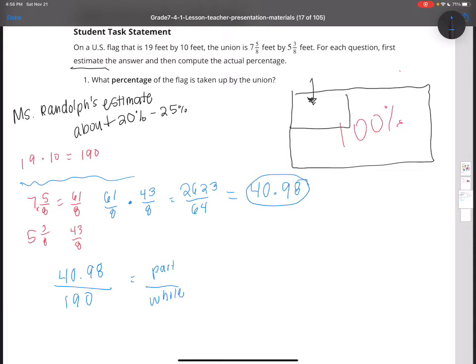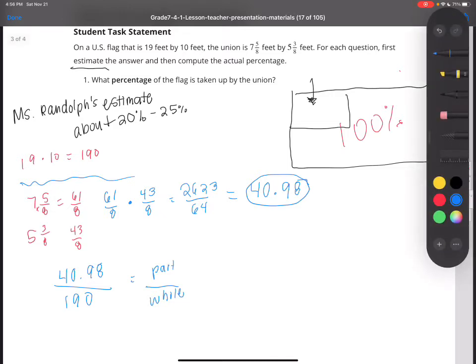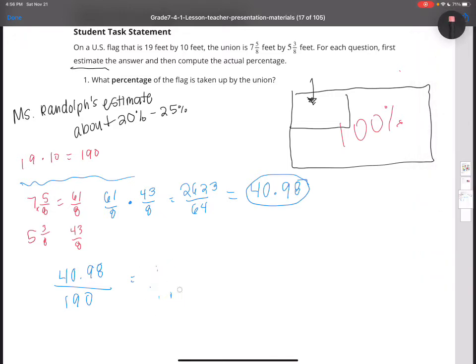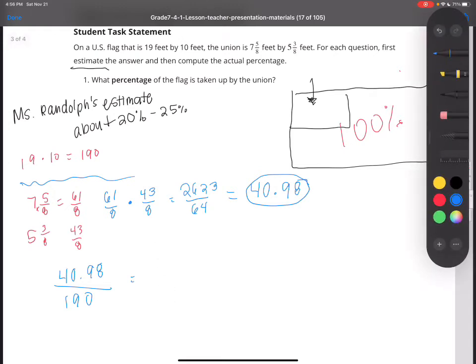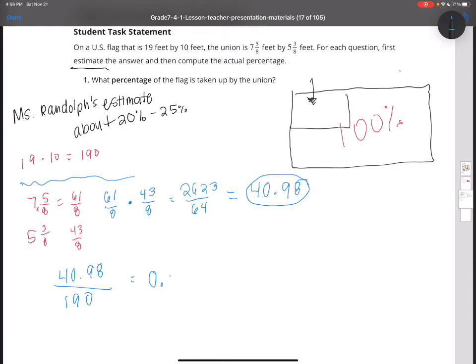So 40 and 98 hundredths divided by 190. And when I do that, I get this big old long decimal. Let me erase this because I want to show you guys what that equals. It's going to equal 0.21, and I'm going to put at least 4 numbers behind the decimal so you guys can see. The decimal does continue, it's longer than this, okay?